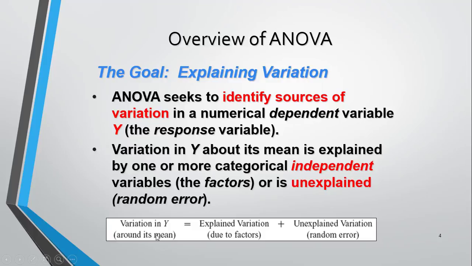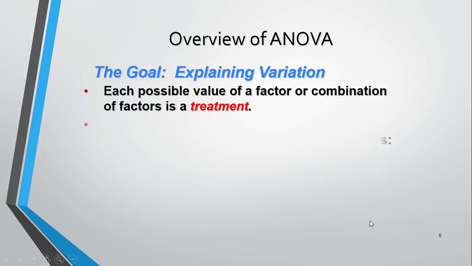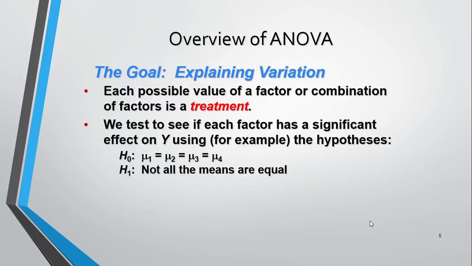Variations, we can separate that into two parts. One part can be explained due to certain factors, and the other part cannot be explained, unexplained variation due to random error. Each possible value of a factor or combination of a factor is a treatment. We call them a treatment. We test to see if each factor has a significant effect on y using the hypothesis like this one.